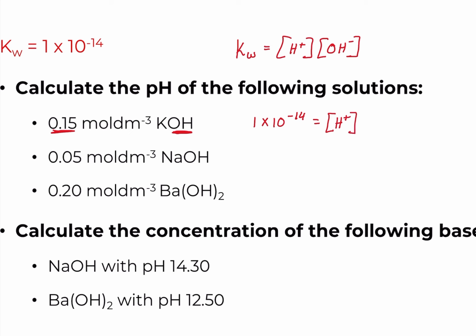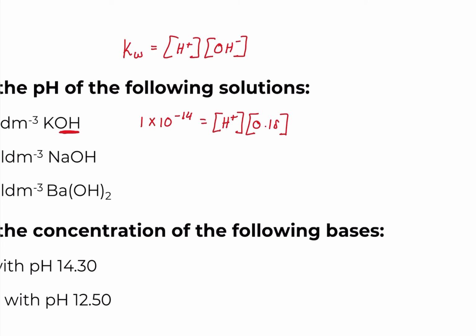But we do know the concentration of hydroxide ions. That is 0.15. The reason why we know it, it's because this is potassium hydroxide. There's an OH in the compound, therefore any concentration will be referring to the concentration of hydroxide ions. So it was 0.15. Okay, now we can just rearrange to work out the hydrogen ion concentration. So we've got the hydrogen ion concentration will be equal to 1 times 10 to the power of negative 14 divided by 0.15.